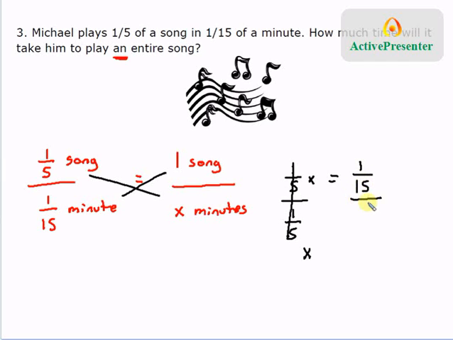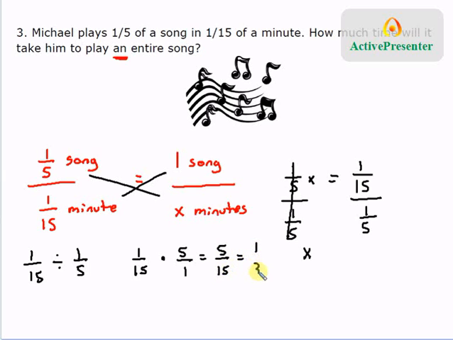To keep it balanced, we have to divide this side by 1/5. That leaves us with 1/15 divided by 1/5. And again, we keep, change, flip. So we'll keep the 1/15, we'll change our division sign to multiplication, and then we'll flip our second fraction. So that'll give us 5/1, which leaves us with 5/15.